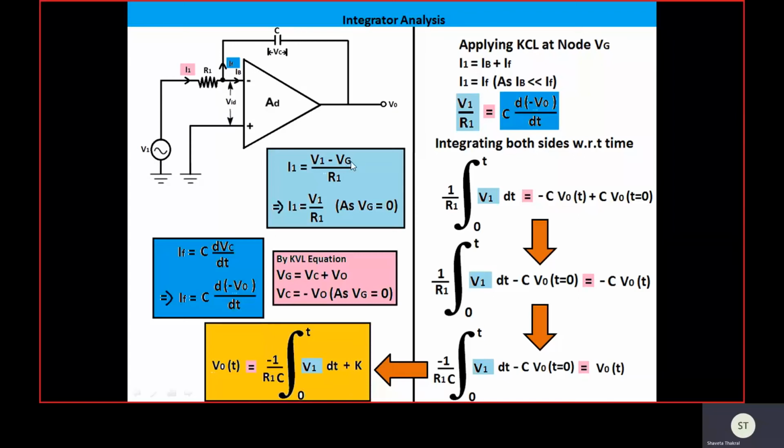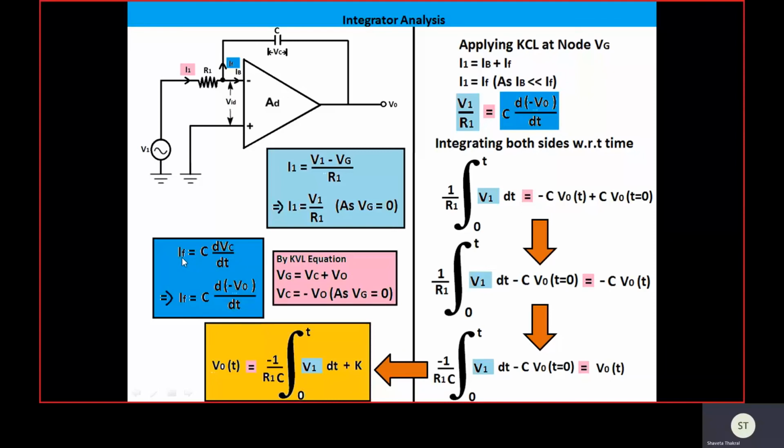So Vg we are putting is 0. So I1 we are getting is V1 divided by R1, and when we are writing the equation of feedback current here, IF is the current flowing through this capacitor C, and in the capacitor the current can be calculated as I is equal to C dV by dt.